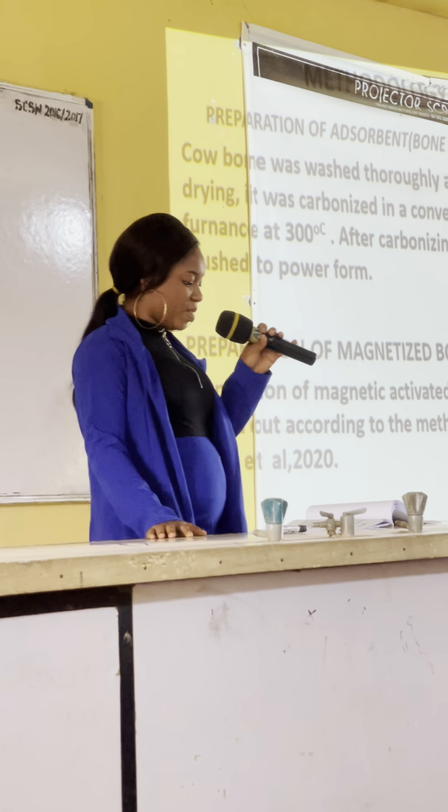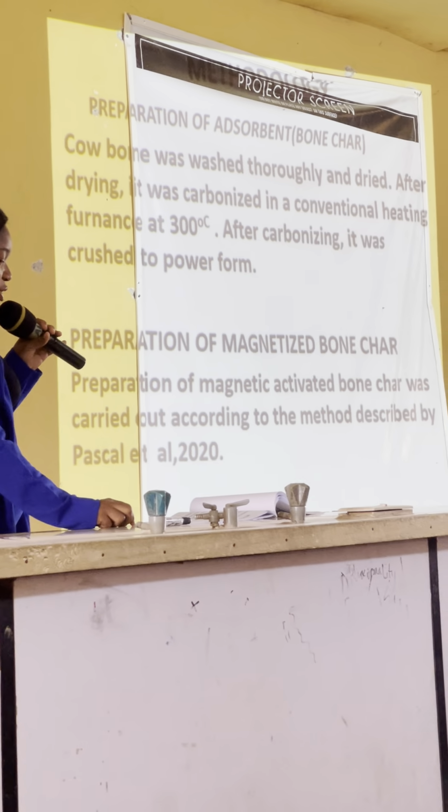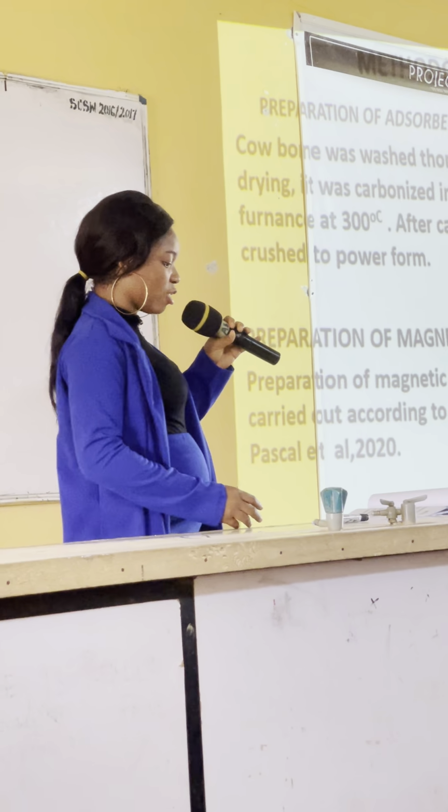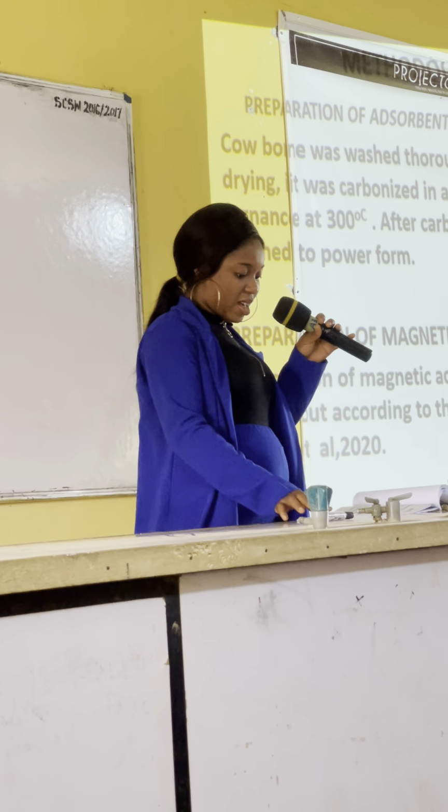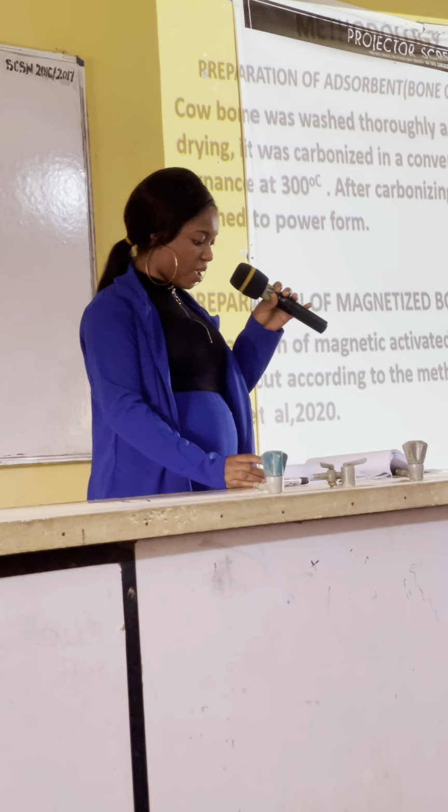Preparation of the adsorbent. The carbon was washed thoroughly and dried. After drying, it was carbonized in a conventional heating furnace at 300 degrees centigrade. After carbonizing, it was crushed to powder form.